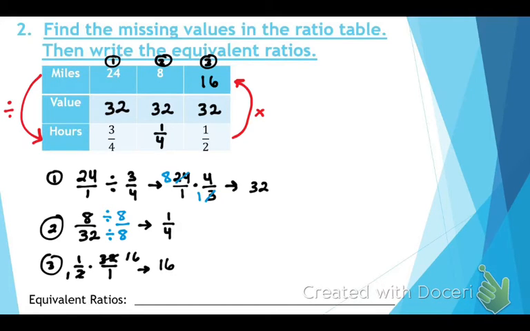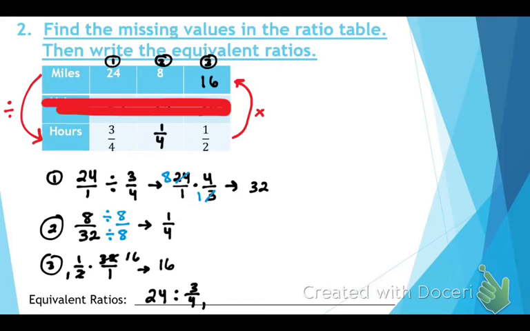Okay, so now we haven't done this part for a while, but equivalent ratios. At this point, I do not need the value of the ratio any longer. I am now just comparing miles per hour. So the first one says for 24 miles, it's going to take me 3/4 of an hour.